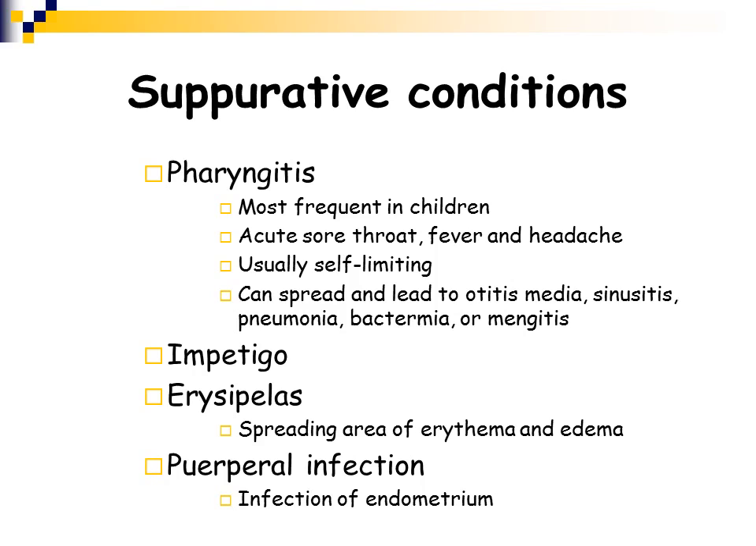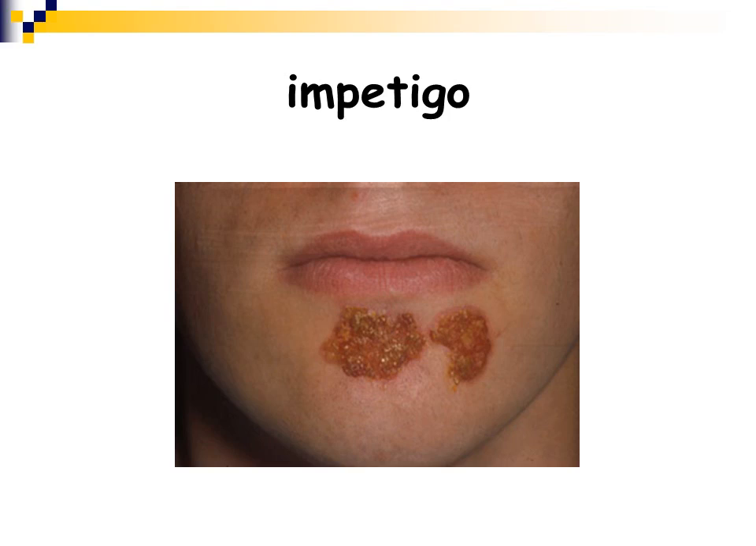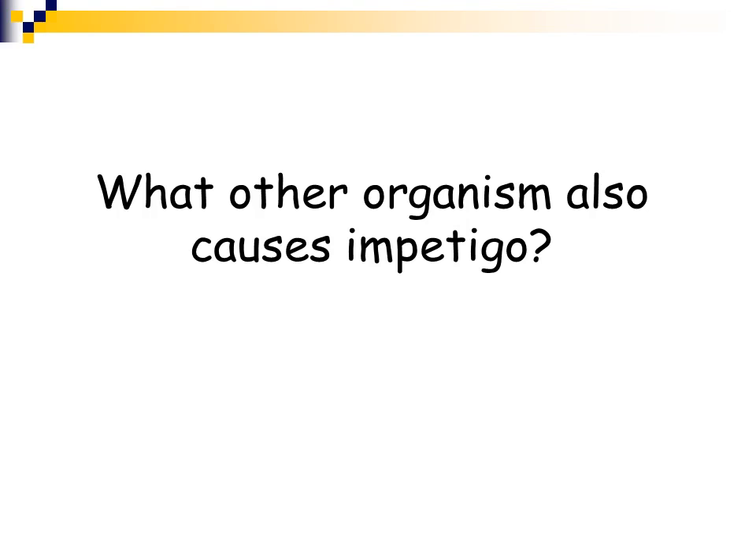Impetigo, we already mentioned. Erysipelas is an infection where you'll see the area get very red, get swollen, be hot to the touch. And there's also puerperal infections, such as infections of the endometrium. This is a picture of impetigo, again, that skin infection that's highly contagious.